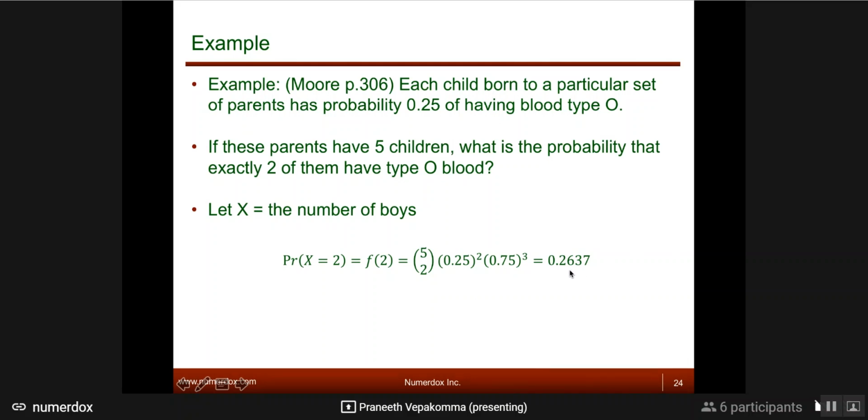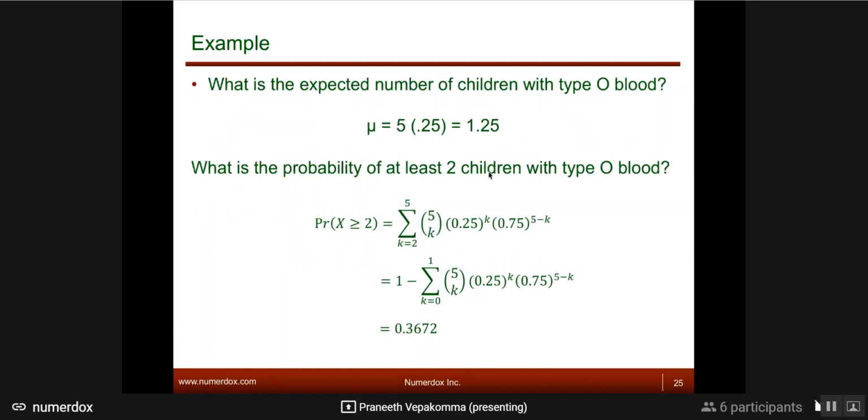So that's an example of using binomial. You can keep using the same formulas that I gave you. And again, if you have an at least kind of question, all you need to do is the summation. So first you had a less than or equal to 5 rooms example. Now you have a greater than or equal to 2 children having type O blood. So you go from 2 to 5 and you sum those probabilities. Then you get this.